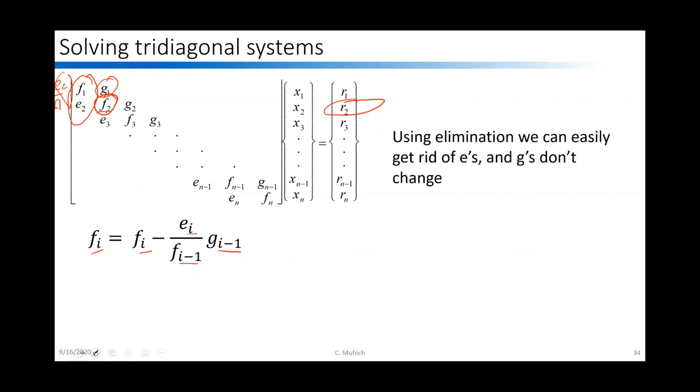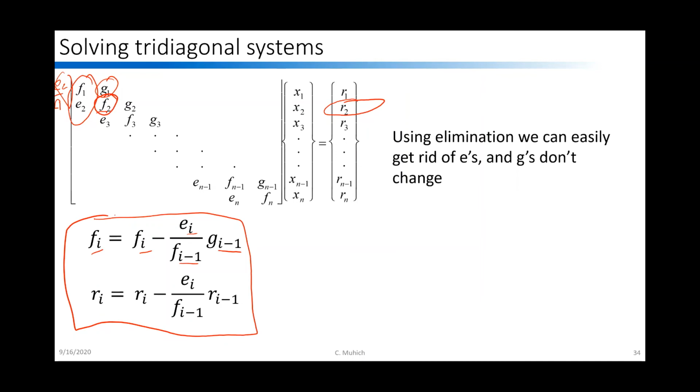And then we can write the same sort of equation for what's happening on the right side of our equation. Any Ri is going to be replaced by Ri minus Ei over F of i minus 1 times R of i minus 1. What you can see is that for each row, I only need to do 2 operations. So it's much faster, much easier than having to do repeated cycling for each row and column.